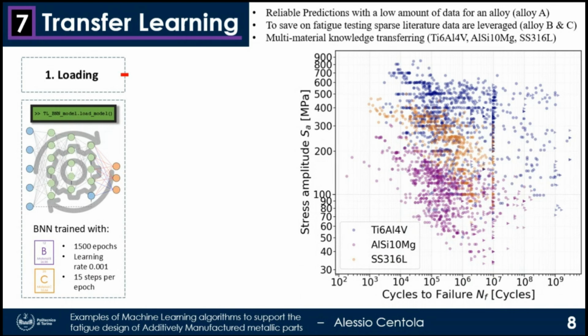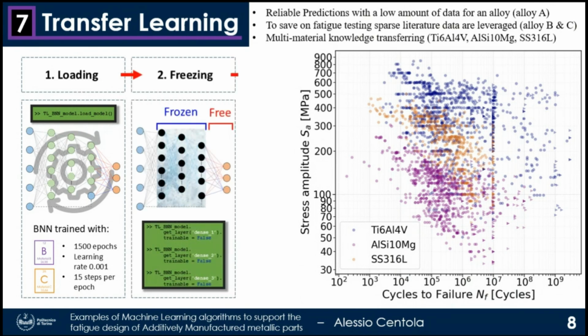To perform transfer learning, we need to first take a model. So let's say we want to perform transfer learning on alloy A. We take alloy B and C, so the data that we have available. We train a neural network. This neural network is loaded.